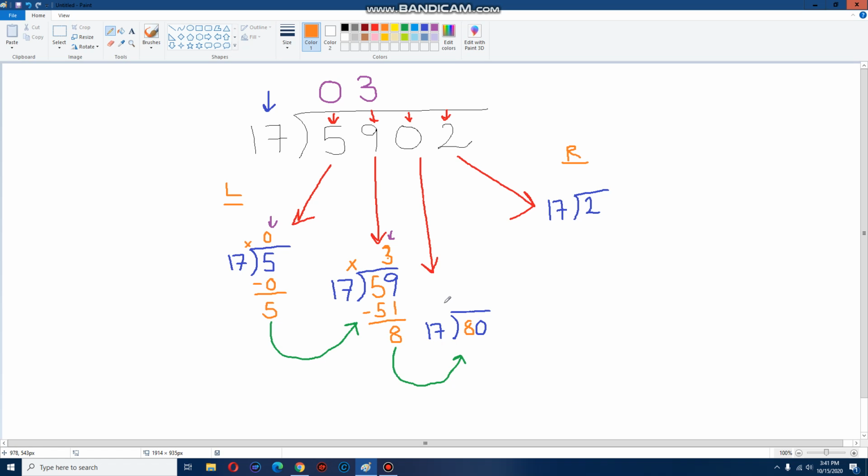And again, we do the same thing. 17 multiplied by some number is going to give me 80. Well, if I remember my math correctly, I think 17 times 4 should work. Because if we do 17 multiplied by 4, that is equal to 68. And that's the closest we can get to 80. Remember, you cannot get a number bigger than 80. It's got to be equal or less than that number. And if we do 80 minus 68, we're going to get 12.